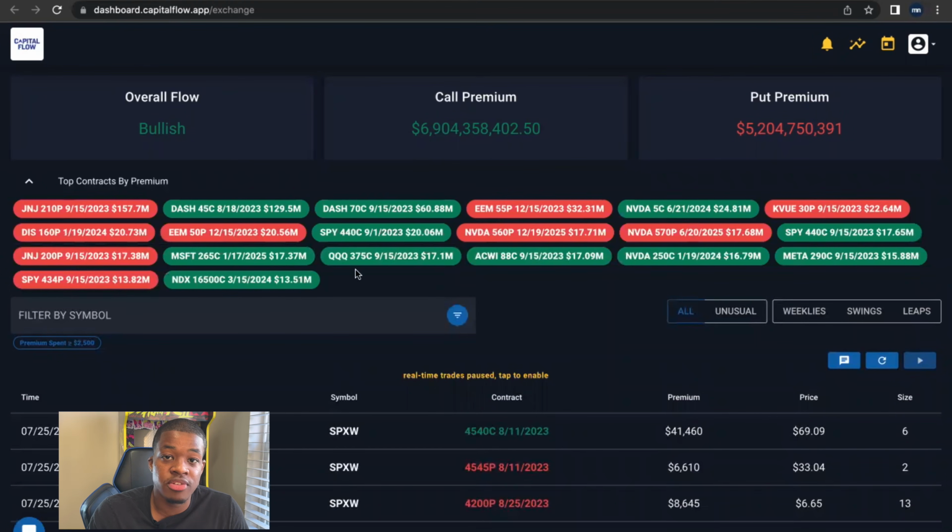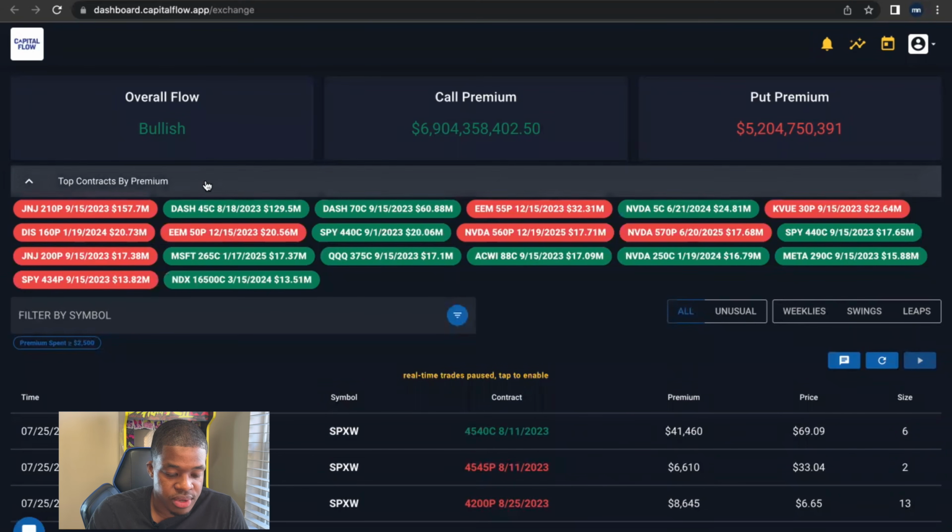Now, what you want to look for is names that typically aren't up here. So like Johnson & Johnson, this was actually the most bought contract today. It looks like Johnson & Johnson $210 puts that expire on 9/15. Those had $157 million go into them. So that's something that would catch my eye as a potential mover that I would want to trade, right?